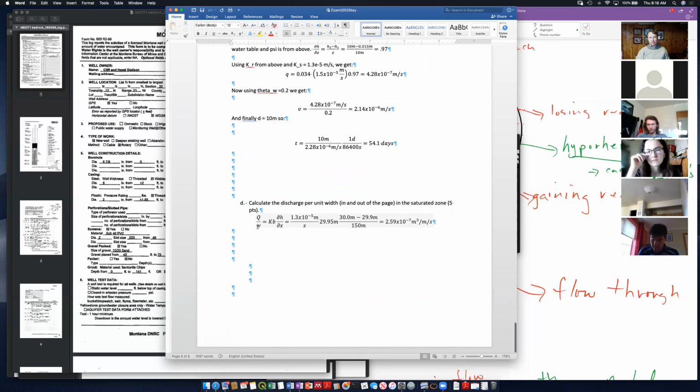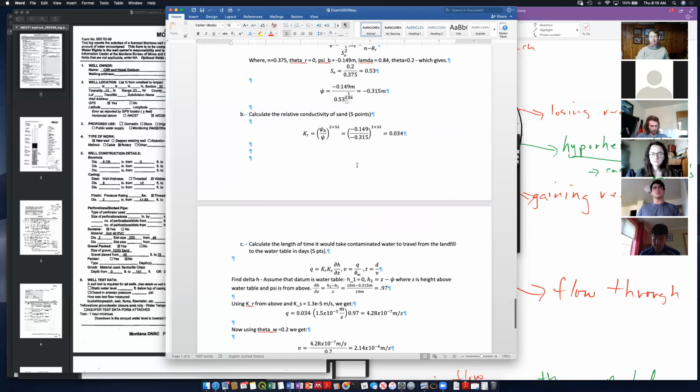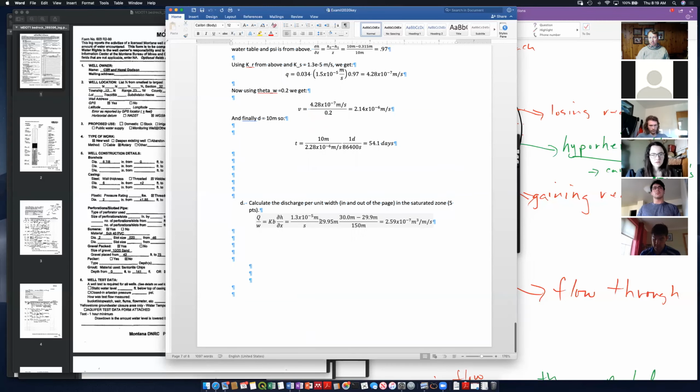So if we do this, the correct form of Darcy's law, the discharge per unit width is Q over W is equal to K times B over dh/dx. The thickness B is a trick because it's 30 meters here and it's 29.9 meters here. So what is the discharge? I accepted either 30 meters or 29.9. Probably the best number here to use would be to average them. That's what I did, but I accepted anything that was reasonable.